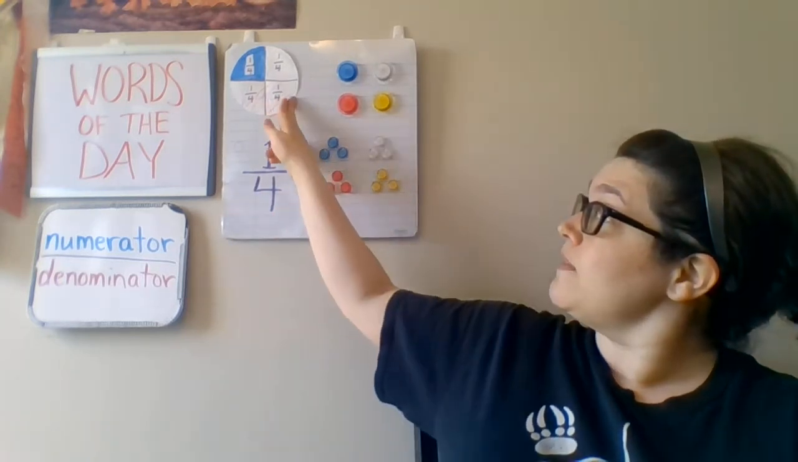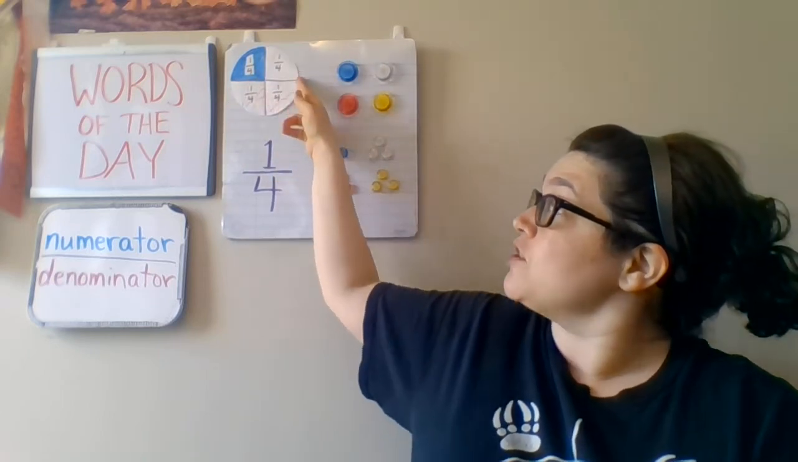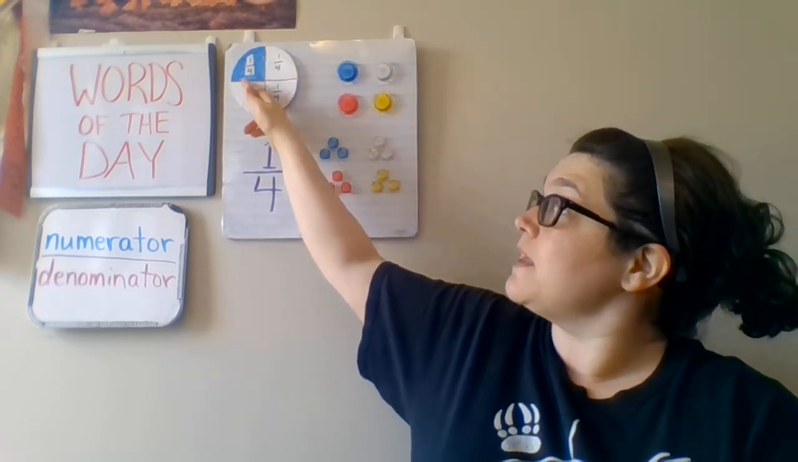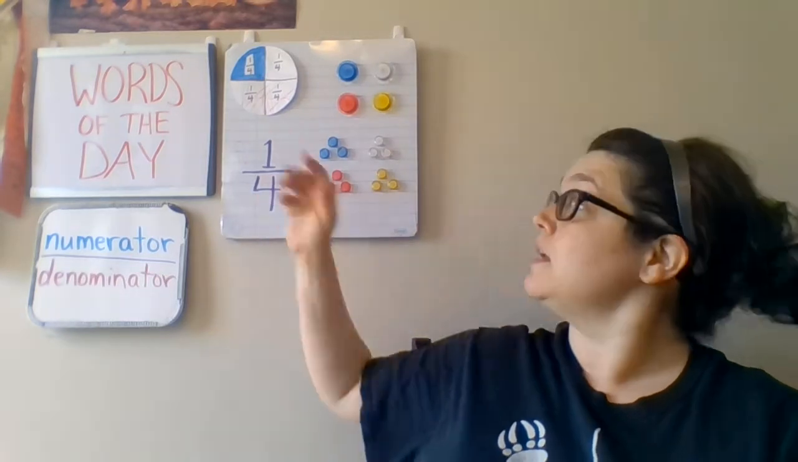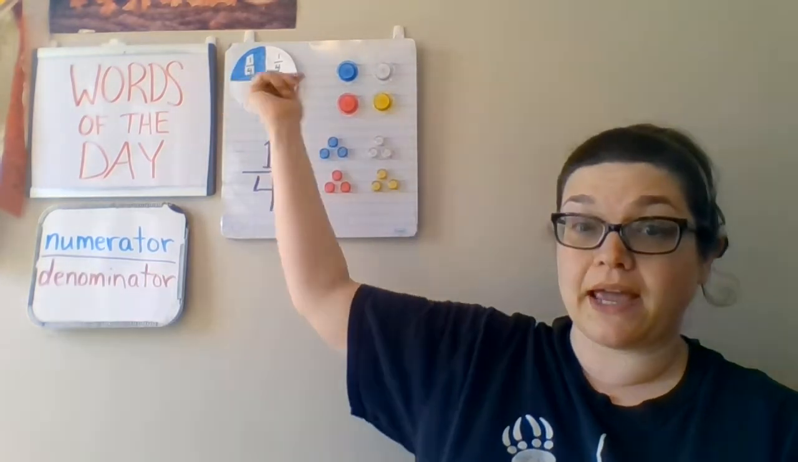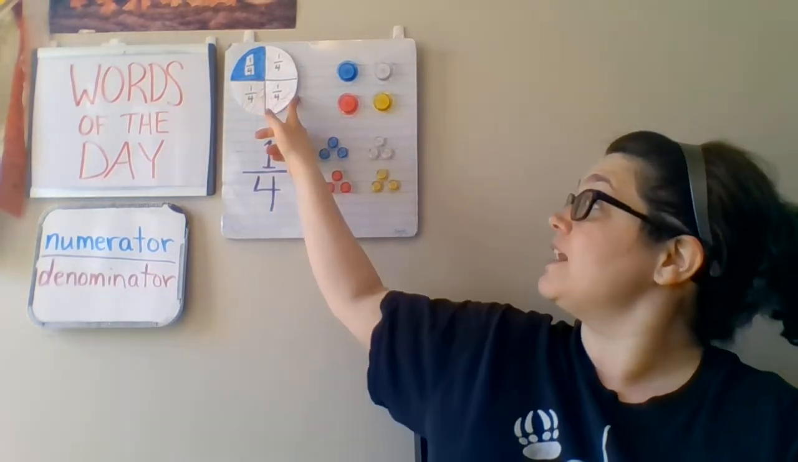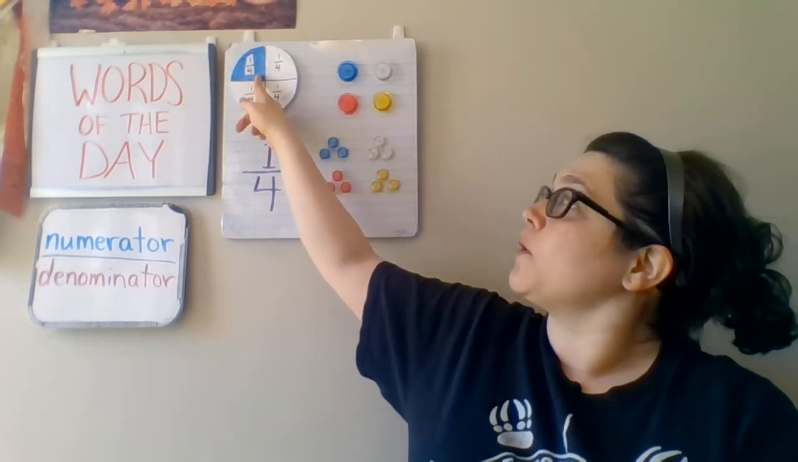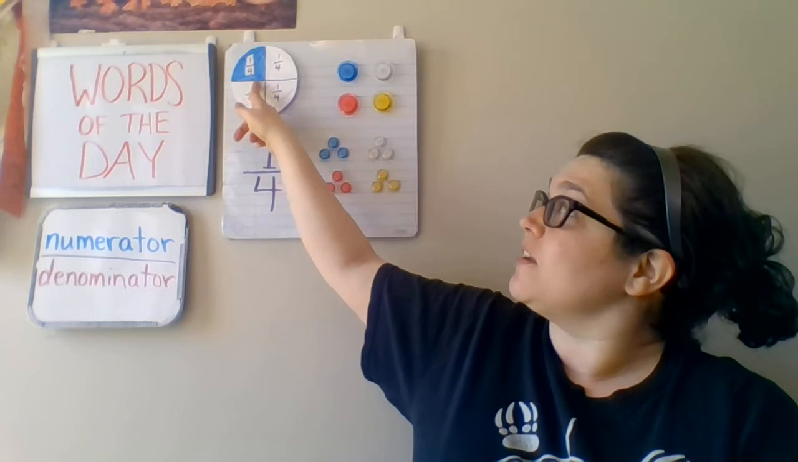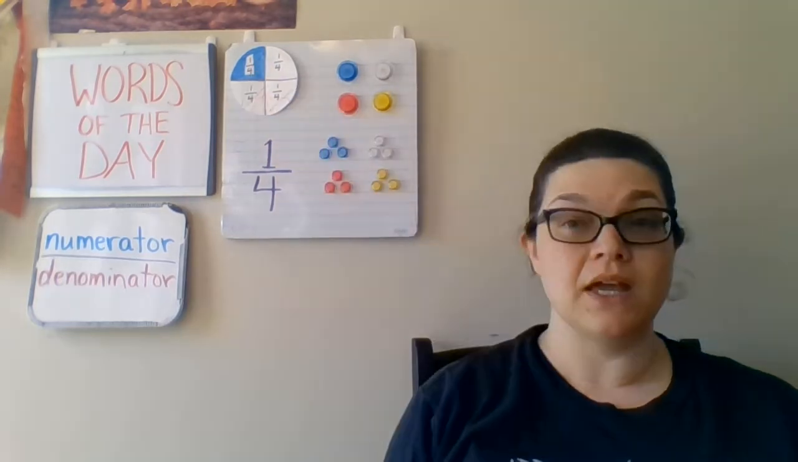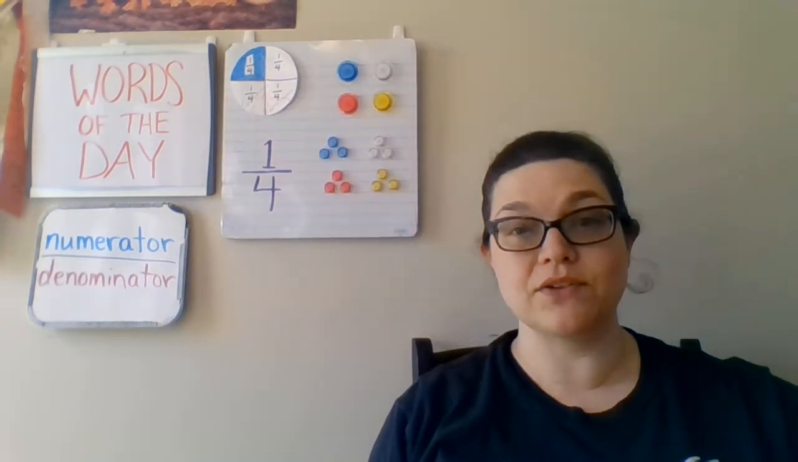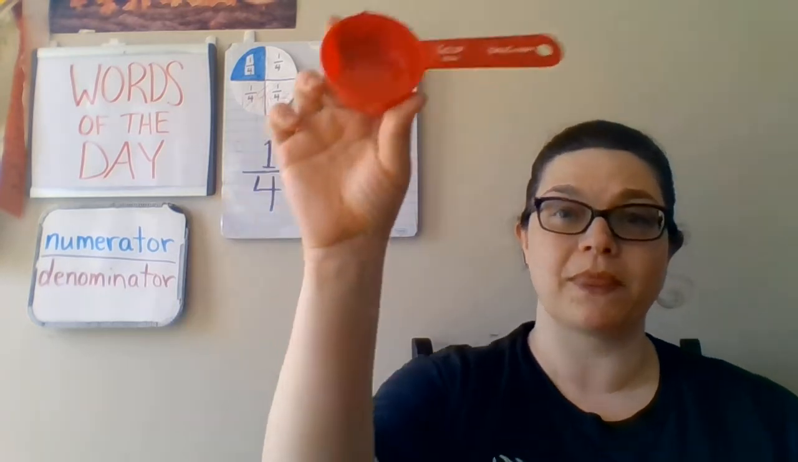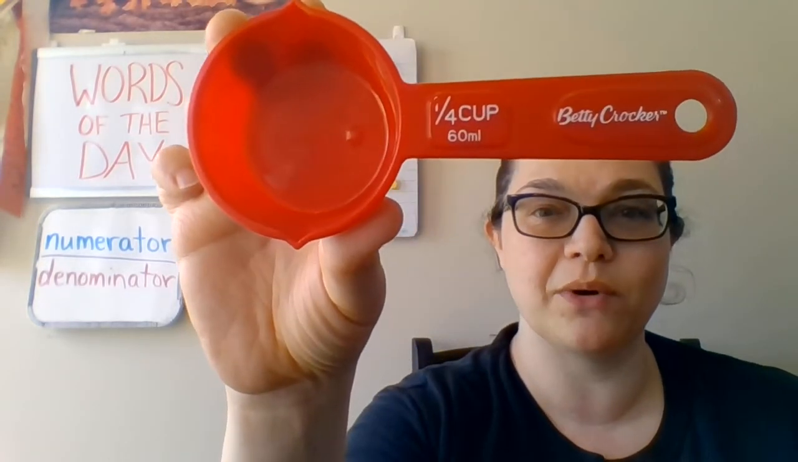So the first way that we have talked about fractions is dividing something into 4 equal parts. So this circle, much like our medicine wheel, is divided into 4 equal parts, and 1/4 would just be one section of it, okay?